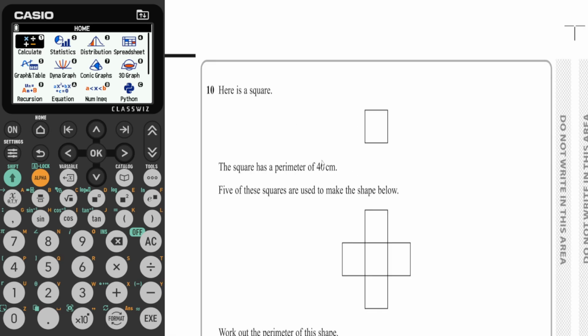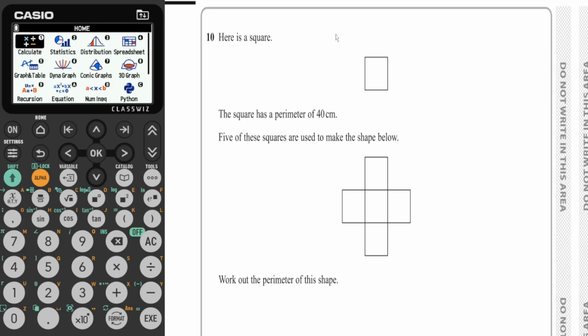Question number 10. Here is a square. The square has a perimeter of 40 centimeters. 5 of these squares are used to make the shape below. We have to work out the perimeter of the shape. If we've got a square with perimeter 40 centimeters, that means each length will be 40 divided by 4, because we've got 4 sides, which is equal to 10. So each side is 10.